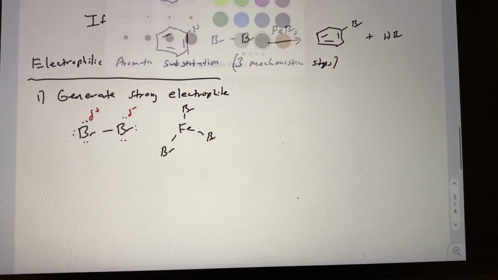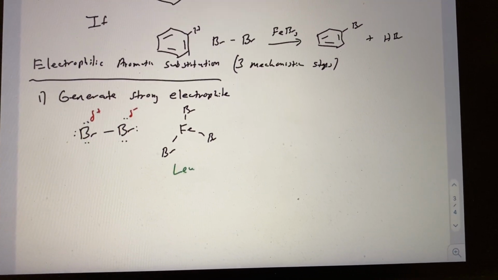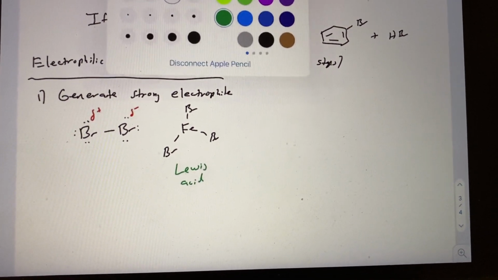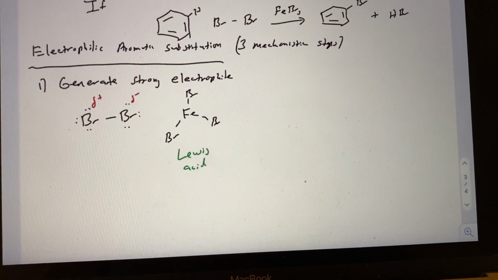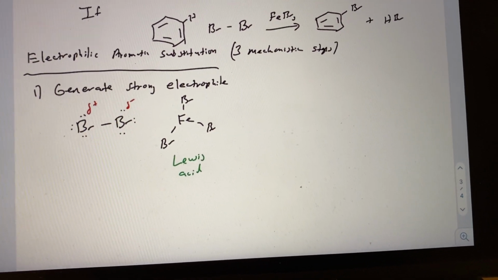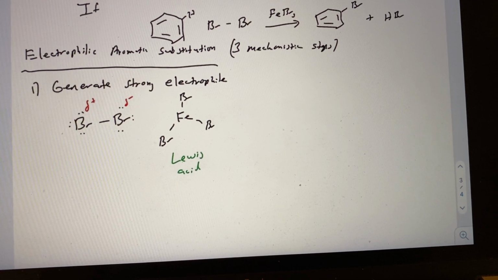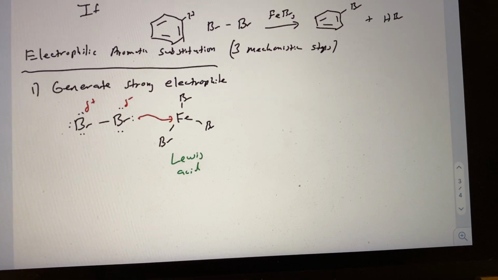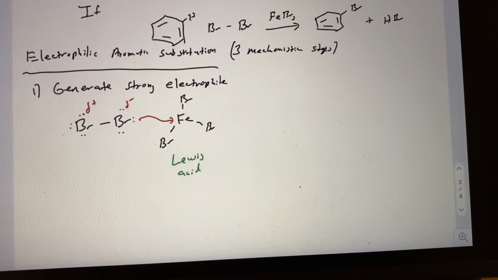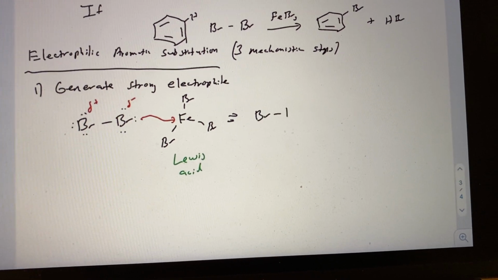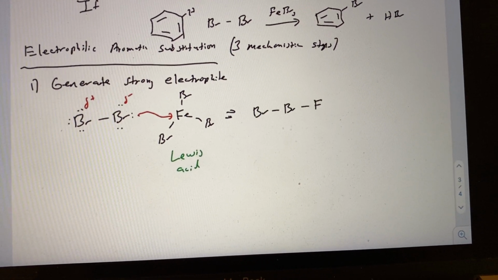So I'll put it down, I'll use green. Remember back from Gen Chem, a Lewis acid is an electron pair acceptor. We've been dealing mostly with Bronsted-Lowry acids and bases. It's proton transfer. But iron tribromide is going to act as a Lewis acid. So what's going to happen is the bromine is going to donate a pair of electrons to the FeBr3. So we'll end up with something that looks like this here.